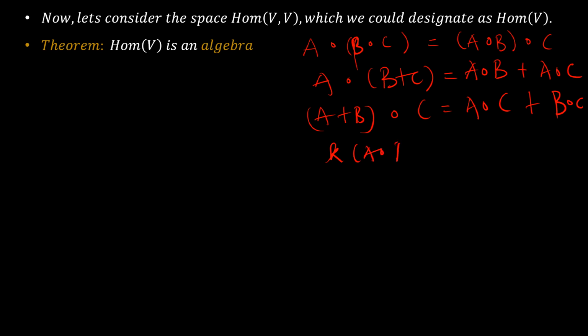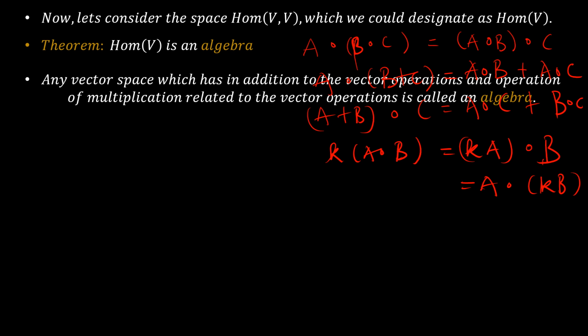And then if you have A in composition with B and then you have a constant K, that's the same as K A in brackets composed with B, and it's the same as A in brackets K B. So all these relationships hold within the homomorphism of V. So that is it: the homomorphism of V is an algebra. Any vector space which has vector addition and an operational multiplication related to the vector operation is called an algebra.